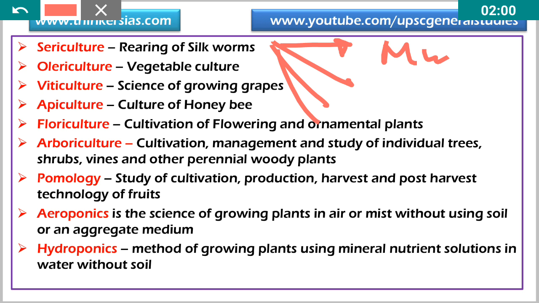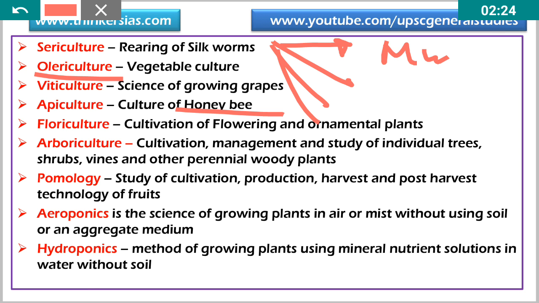Olericulture includes vegetable cultivation. Cultivation of vegetable crops is called olericulture. Please remember it from the prelims point of view. Viticulture means growing of grapes. So production technology of grapes is called viticulture. Apiculture means cultivation of honeybees for honey. Floriculture, as the name itself indicates, is the cultivation of flowering plants and ornamental plants.